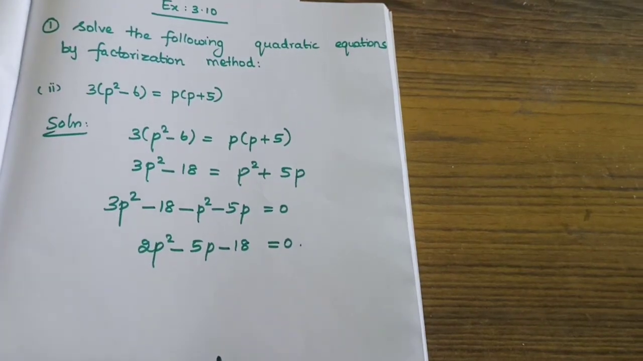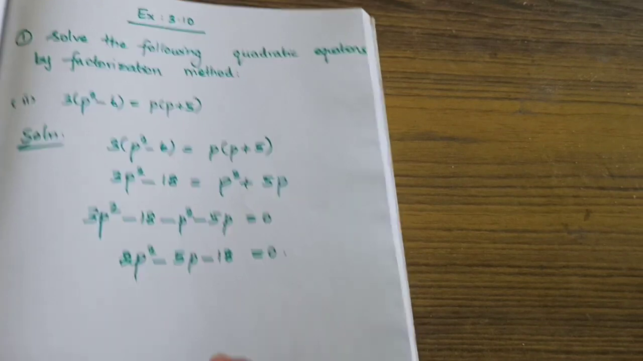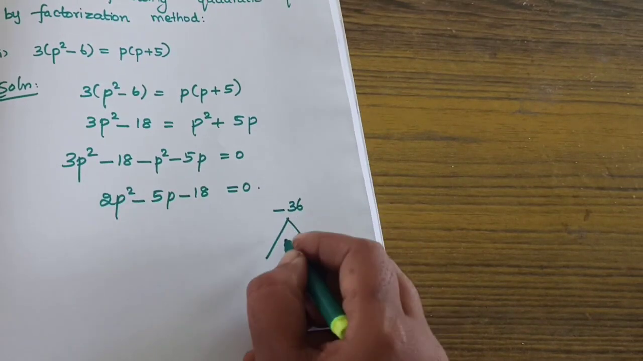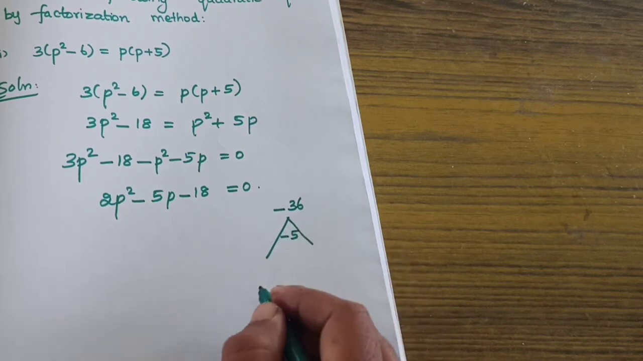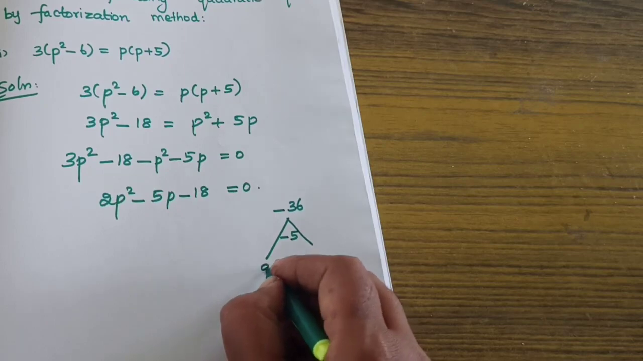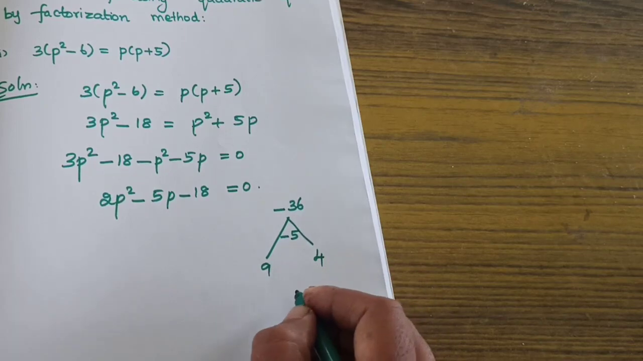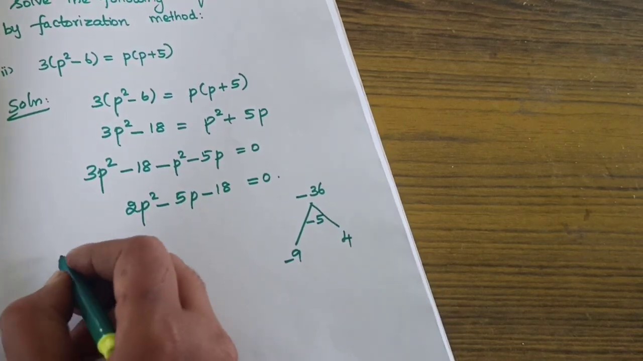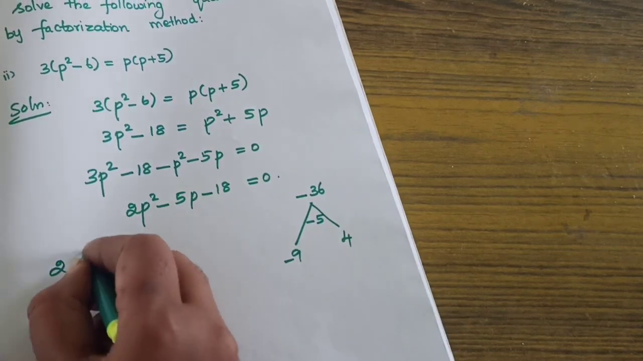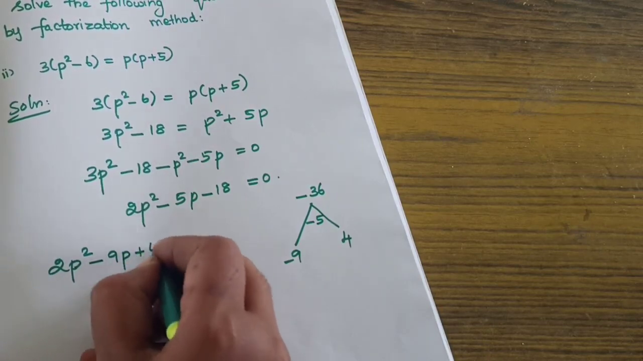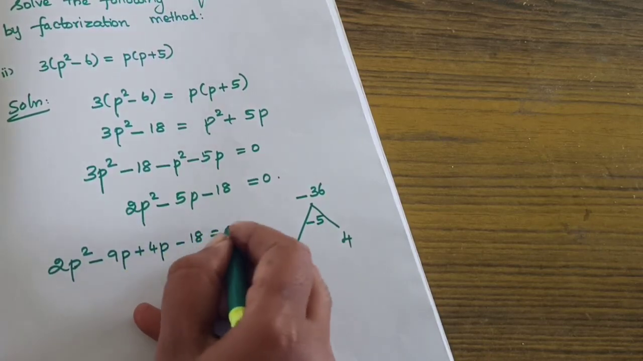Then you need to factorize this. Shall we factorize now? Here, what is the multiplication factor? Minus 36. What is the addition factor? Minus 5. Guess the values. In 6th table, no, it is not possible. 9th table, yes. 9 4s are 36, and positive, minus. Okay, the steps are needed compulsorily. 2p square, instead of minus 5p, we can write minus 9p plus 4p minus 18 equal to 0.